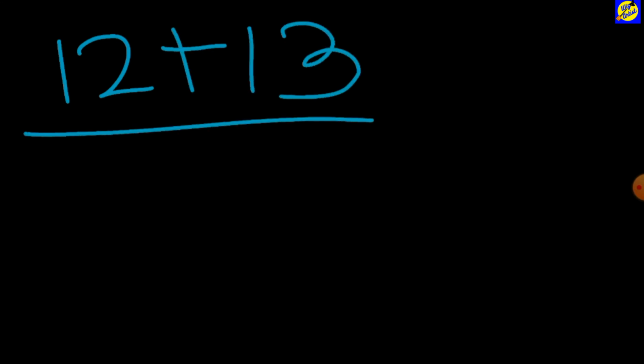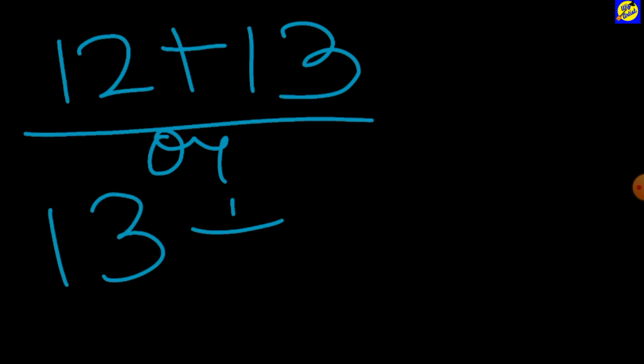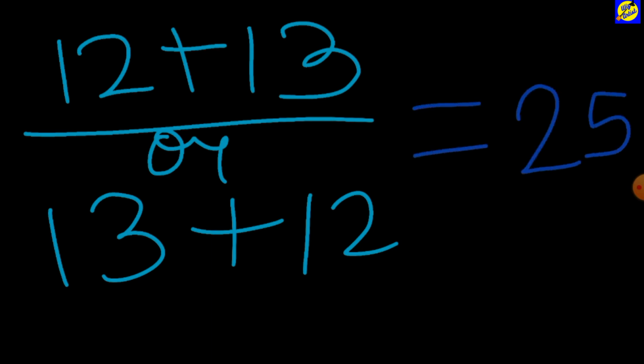Thus, now you can write it in the form of 12 plus 13, or you can write 13 plus 12 is equal to, what did we get as the answer? 25. Alright. This is how you can add in columns.